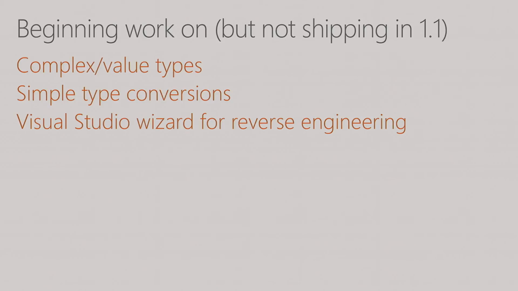We're also doing simple type conversions, which is like, I have a JSON object that I want to have in memory, but it's stored as a string in the database. I want to be able to translate that thing into a JSON object as it comes out of the database.